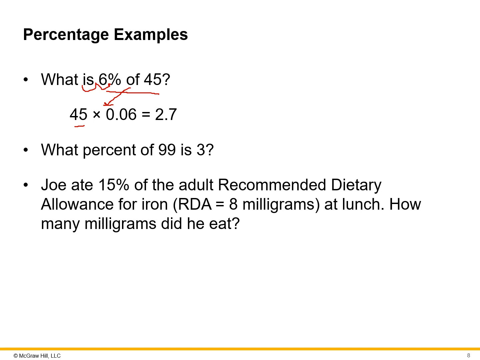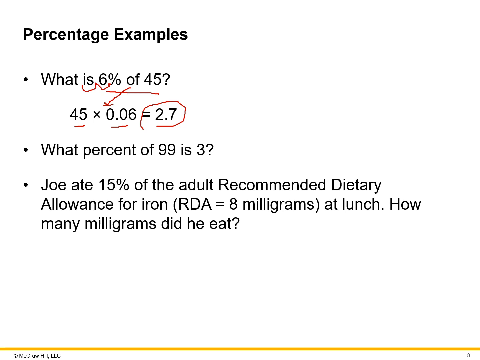All right, so we're going to multiply that 45 times 0.06, and so 6% of 45 would be 2.7. So then, on your own here, calculate what the percent would be of 90, what percent of 99 is 3. So you can do it the other way too. So we can work it backwards where you would need to divide this one.